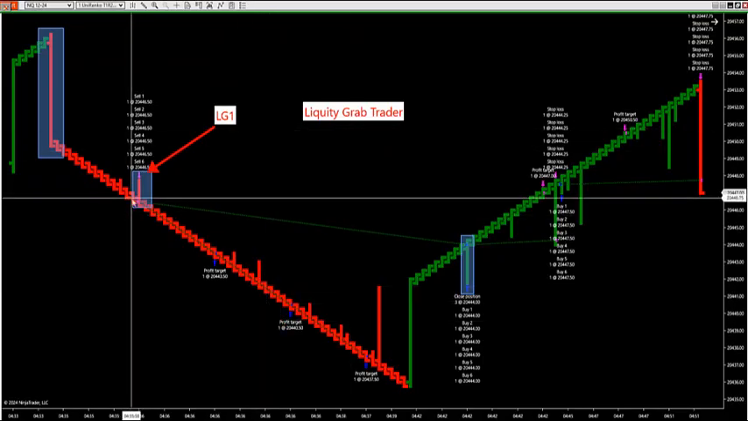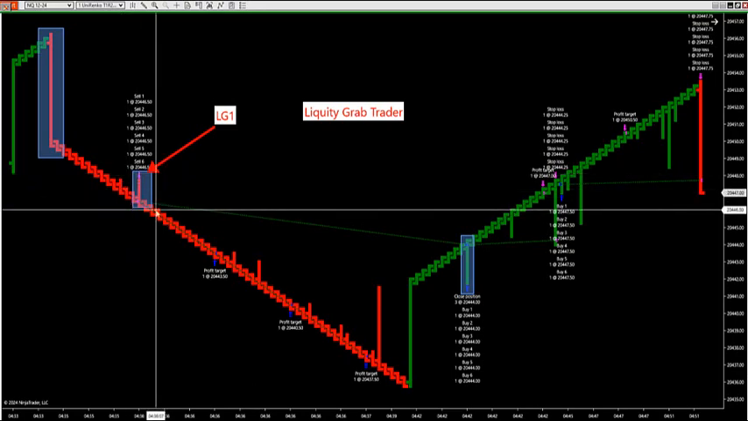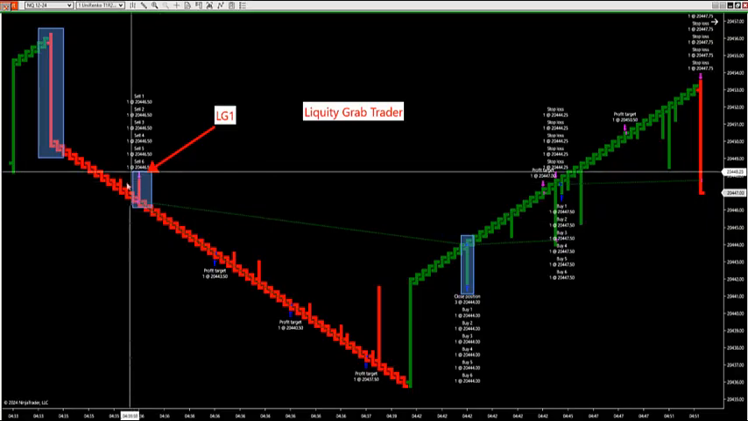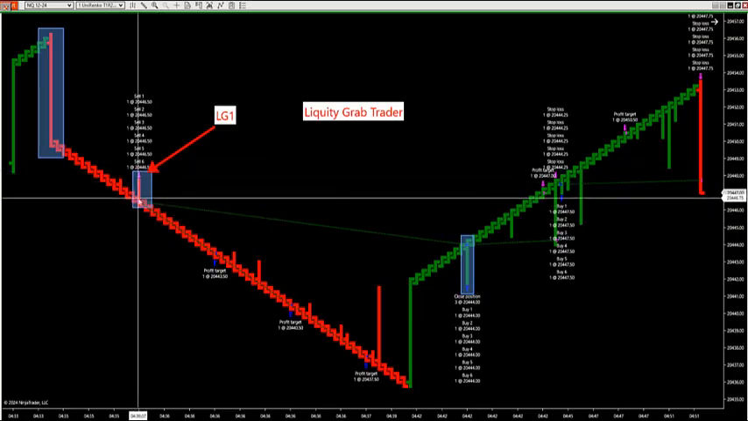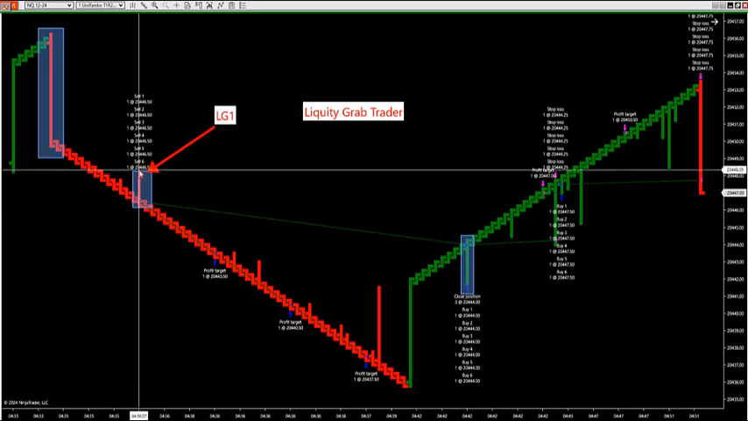Now what the Liquidity Grab Trader will do, it will look for this first liquidity grab to establish a position. They'll look for the first liquidity grab right here. First liquidity grab. Your stop can be a hard stop. There'll be a hard stop depending on what Renko size you use. Some will use larger Renko sizes. We'll go over that next Wednesday. I'll have multiple Renko sizes.